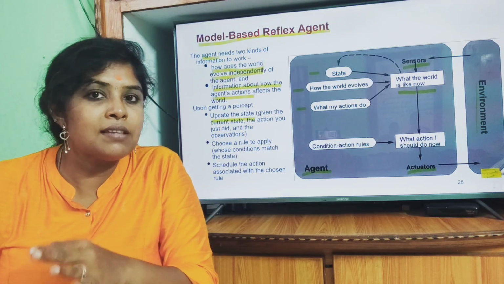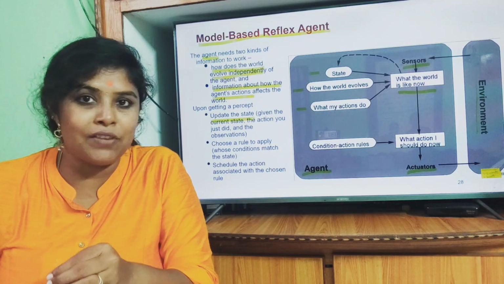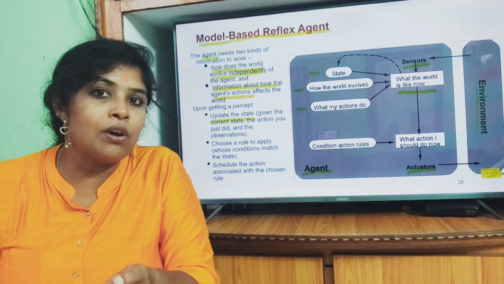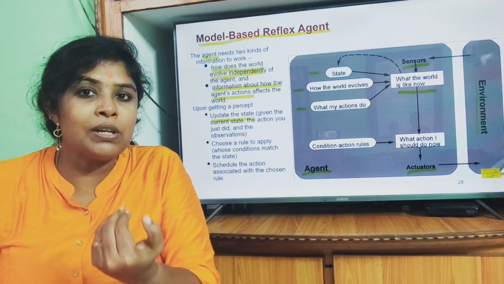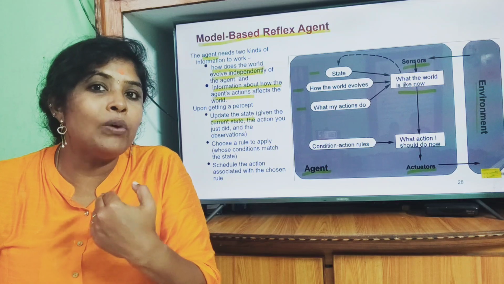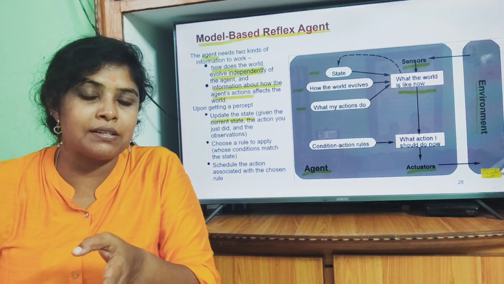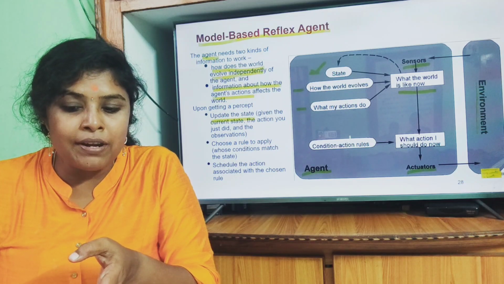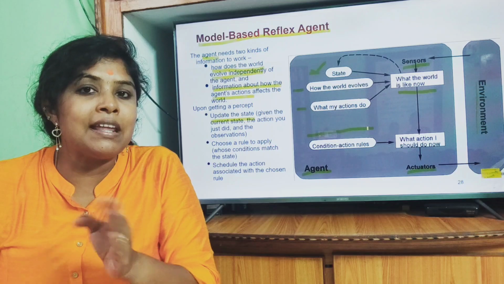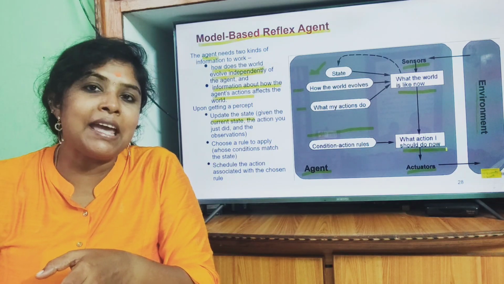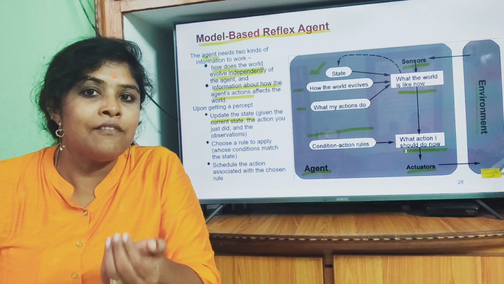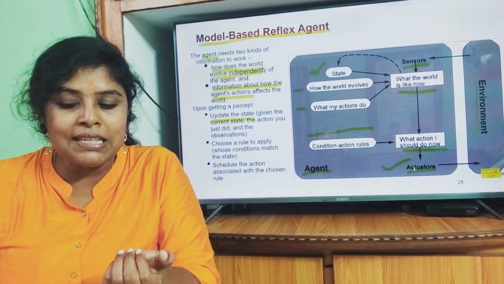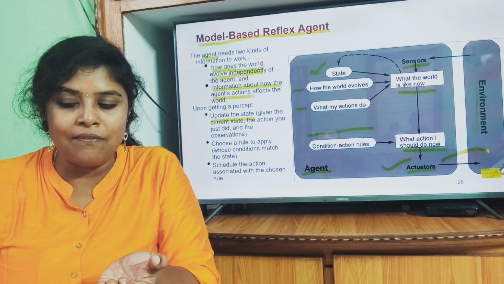So once the sensors are providing the input to the agent about the environment, then the agent will also look for information regarding how the environment will be without it. And it will also look for information regarding how its actions will influence the environment. Based on that, it will update this state and the corresponding condition-action rules will influence the action that the agent needs to take. So this action will be initiated through the actuators, which are the action items. So this action will have an impact on the environment.